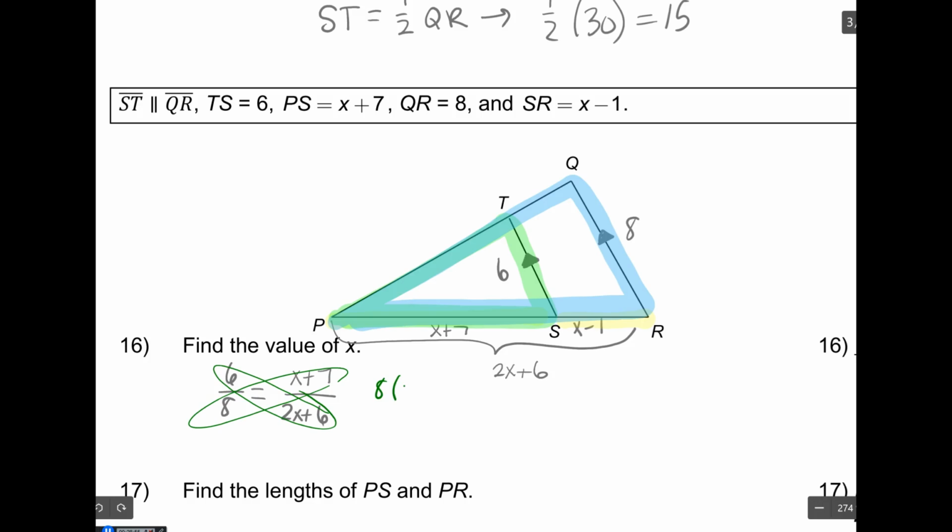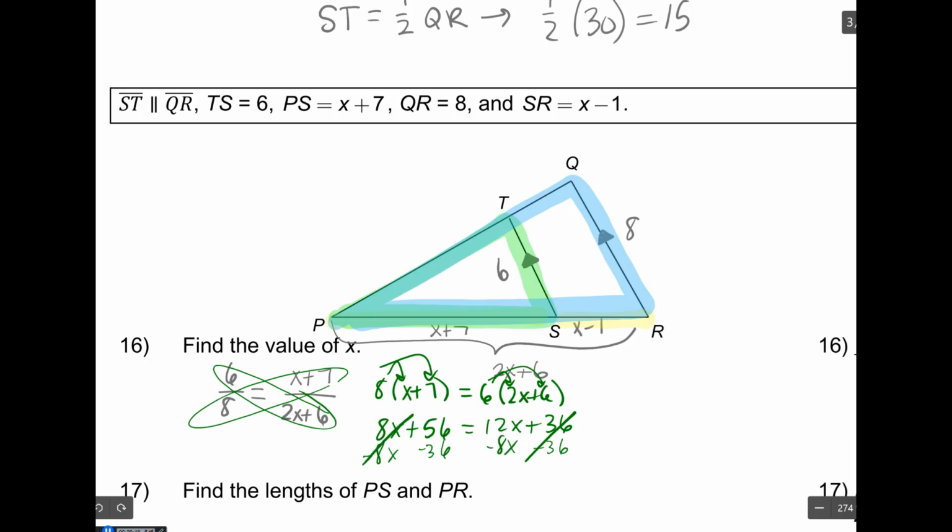So 8 times x plus 7 is going to equal 6 times 2x plus 6. Don't forget to distribute to both terms. 8x plus 56 equals 12x plus 36. Minus 36 on both sides. Let's see, minus 8x. So 56 minus 36 is 20. 12x minus 8x is 4x. And if I divide both sides by 4, I see x is equal to 5.